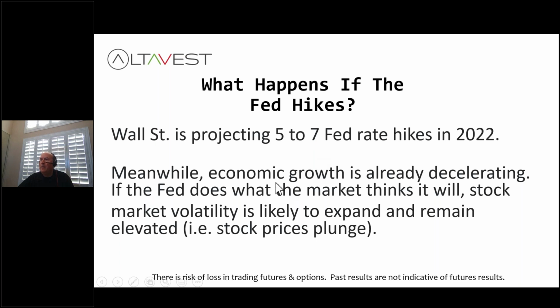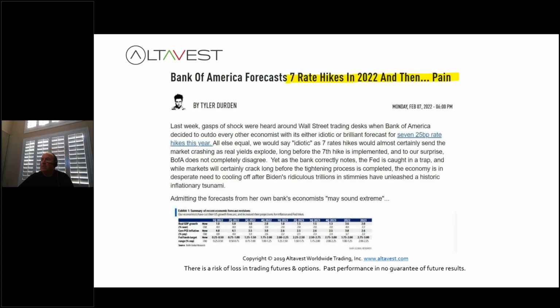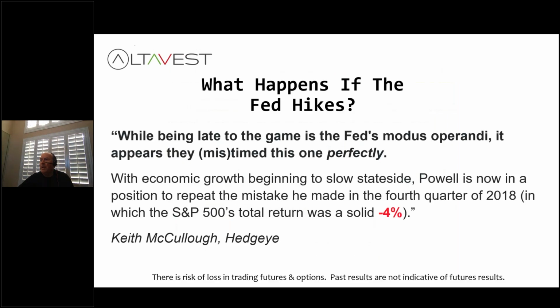But meanwhile, economic growth is already decelerating. So if the Fed does what the market thinks it will, stock market volatility will expand and remain elevated. And that means stock prices plunge. So if the VIX expands, then stock prices plunge. Here's the probability for the Fed meeting in March next month: 75% probability that the target rate moves up here, and a 25% probability it moves even higher. B of A forecasts 7 rate hikes in 2022 and then pain. So we shall see.